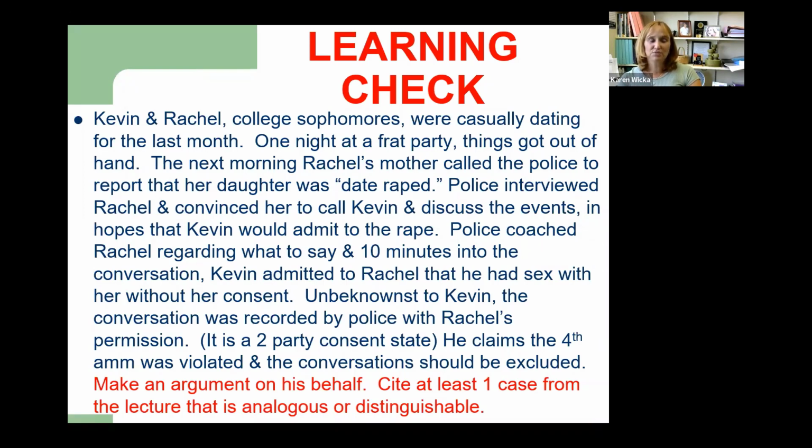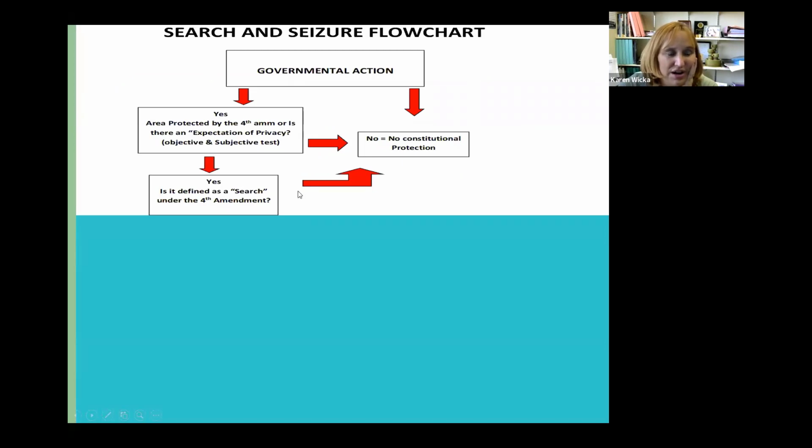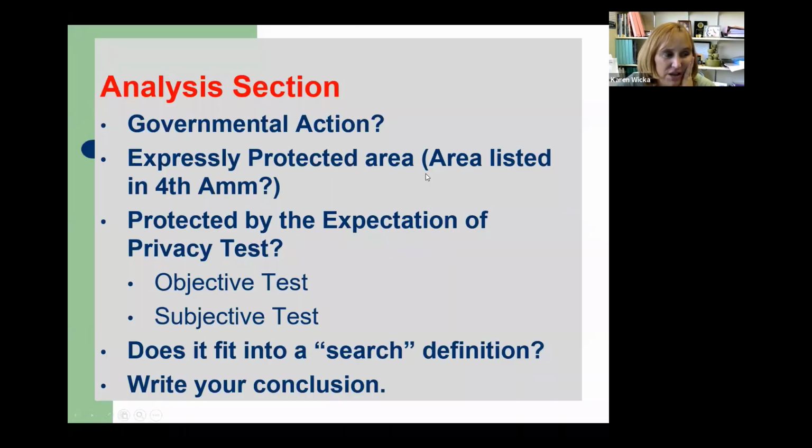So we are going to use IRAC, and we are trying to determine: is this a search according to the Fourth Amendment? So we want to start out, and then we're going to use all those questions for the analysis. We're going to use our flowchart for our analysis, so we can quickly do it in our head and come up with our conclusion. And then we're going to use this in more detail as we get to that section.